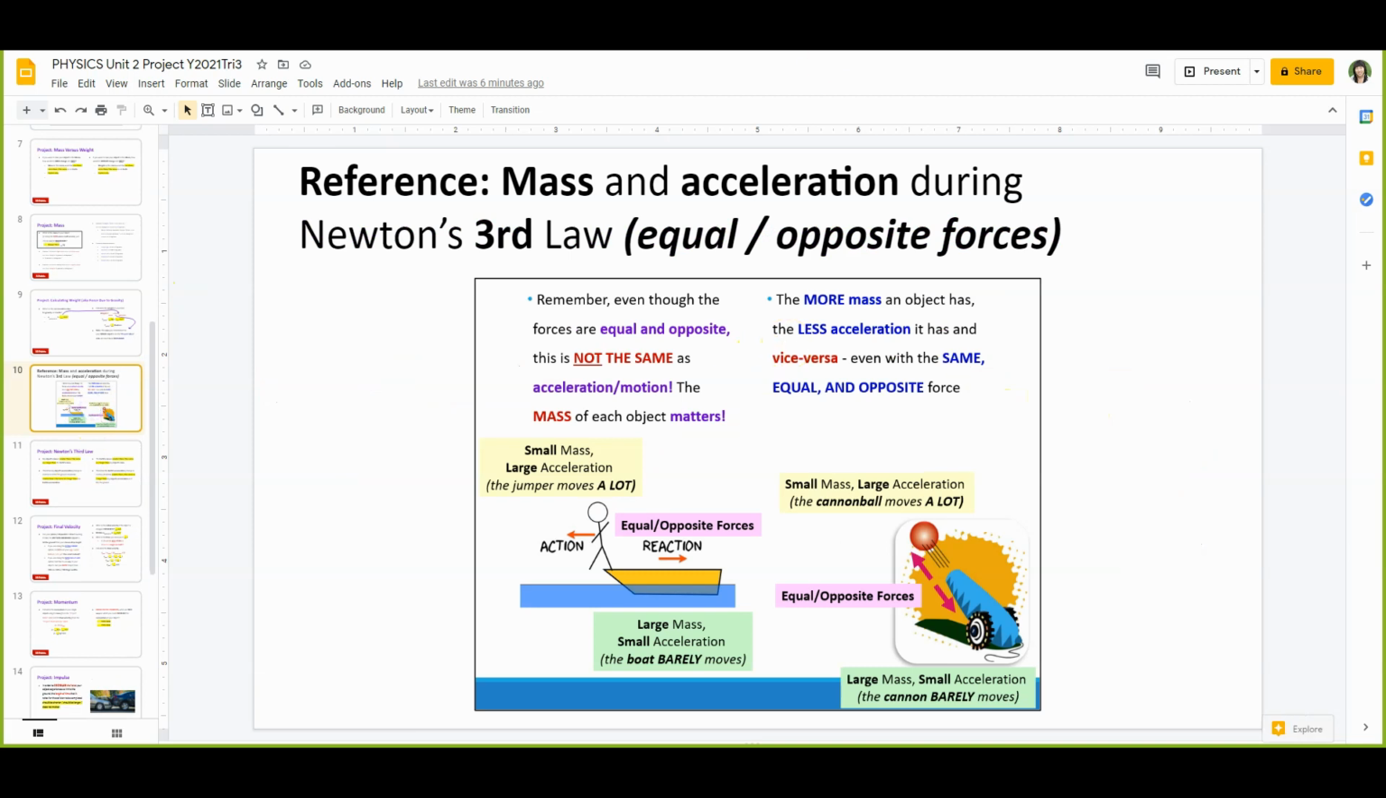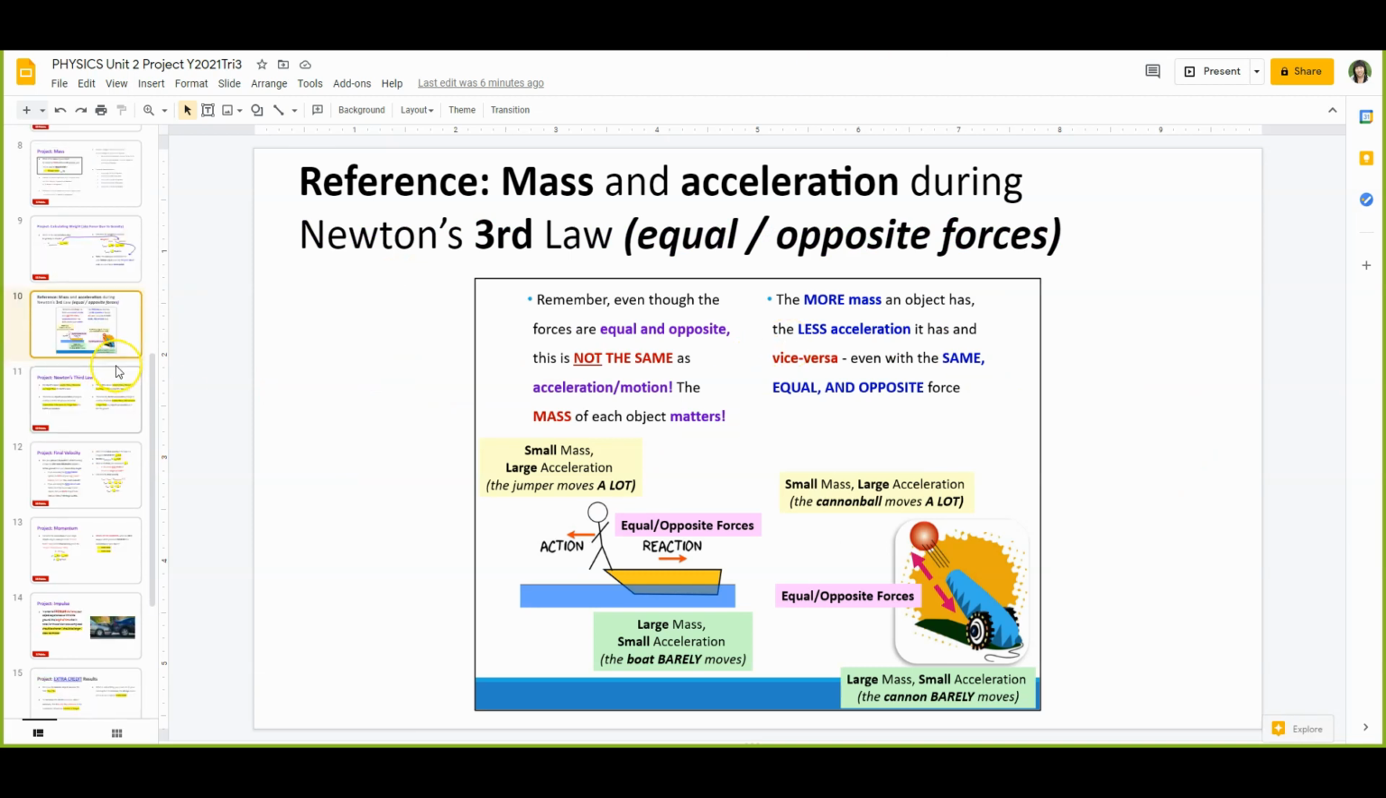Okay, question number 10 is asking how it is that even when we have Newton's third law, where things experience equal and opposite forces, they don't necessarily experience the same type of motion. And the reason for that is because the mass of each object matters. Even though forces are equal and opposite, this is not the same thing as the acceleration and motion that they might experience, because the mass of the object matters.